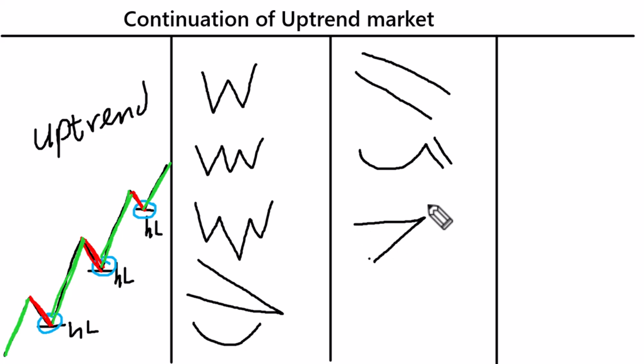Yes, they can be used. When the market comes down, it goes up. Yes, ascending triangle can be used. Ascending triangle. And which other one again?